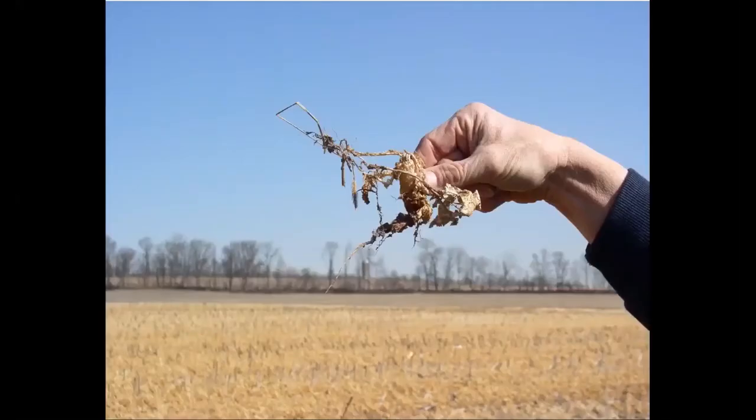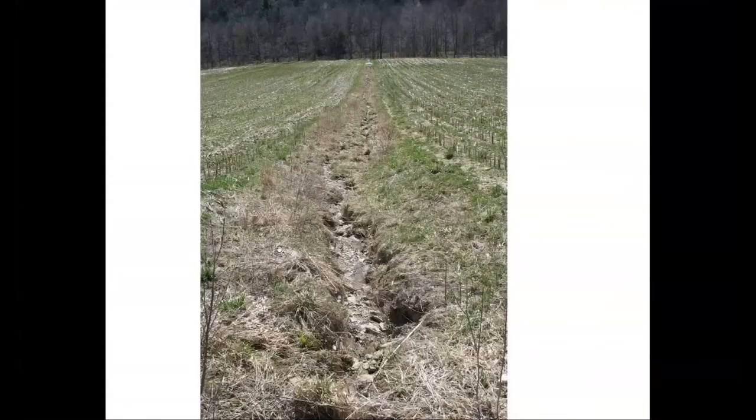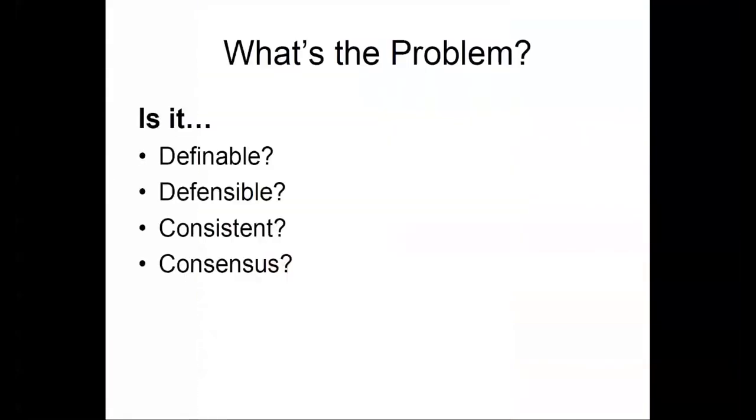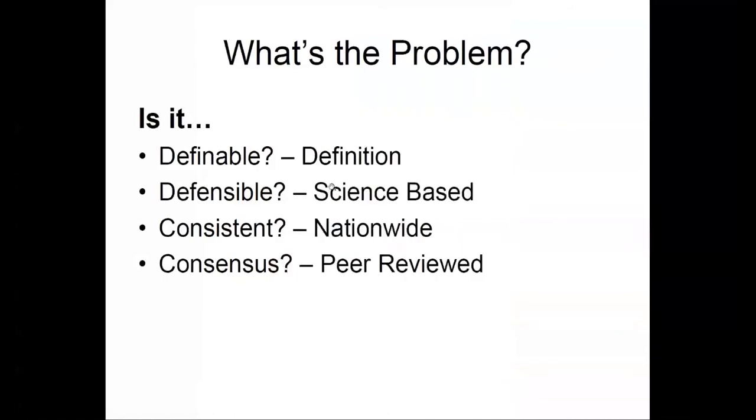What you're seeing here is a tillage radish, and note the rather interesting growth pattern of it. So what's the concern there? We've got here some gully erosion. First of all, what's the problem? Can you define it? Can you measure it? Is it safe? Is it consistent? And is there consensus that this is actually a problem?